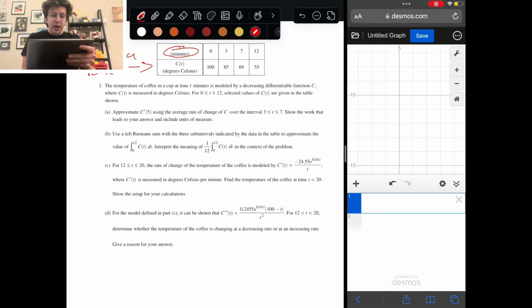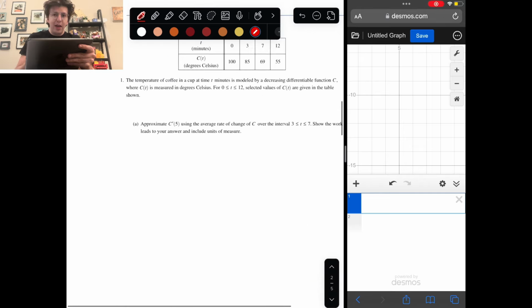The temperature of coffee in a cup at time t, minutes, is modeled by a decreasing differentiable function C, where C of t is measured in degrees Celsius. 0 is less than or equal to t, which is less than or equal to 12. Selected values of C of t are given in the table shown. All right, let's move on to A. Let's answer A first.